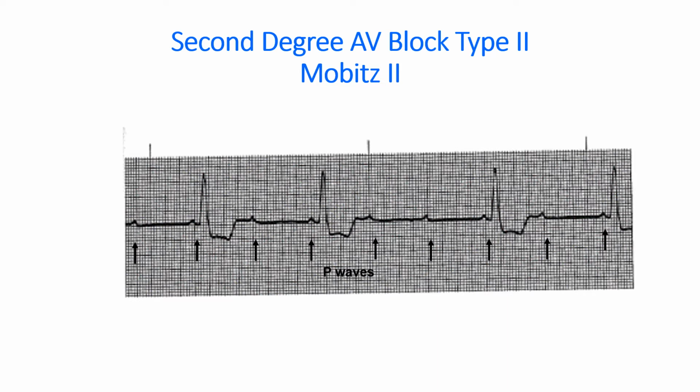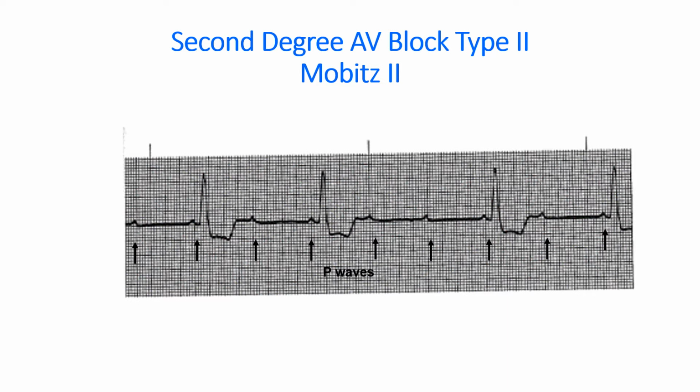Your P waves are present, they're regular. The SA node is not the problem. The other thing is the PR interval may be either normal or prolonged, but the key thing is that it's always the same, meaning that your PR interval is constant.